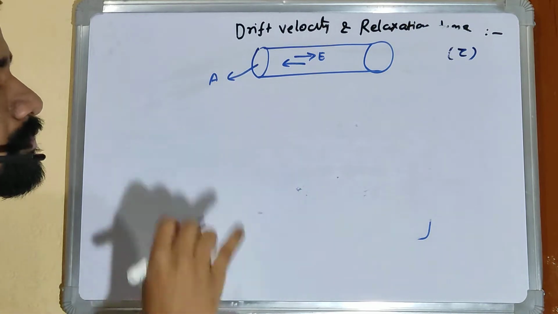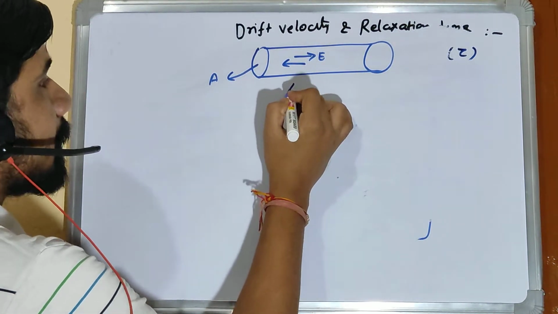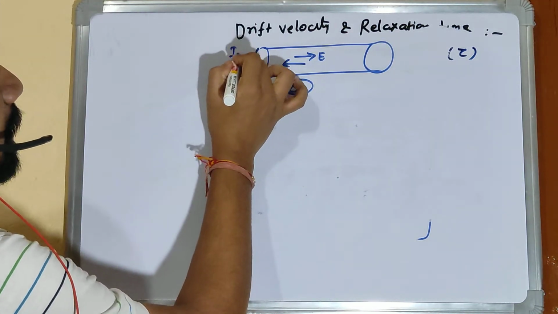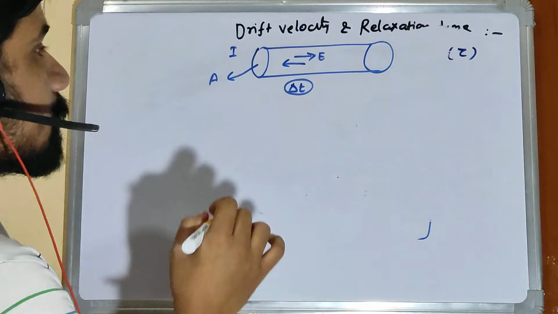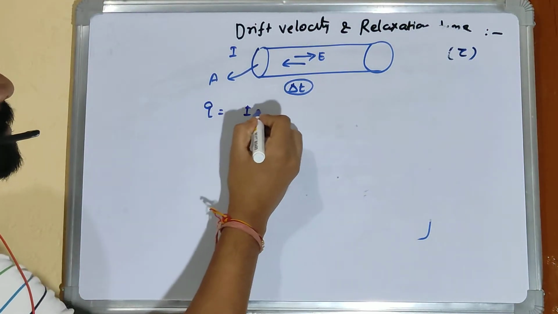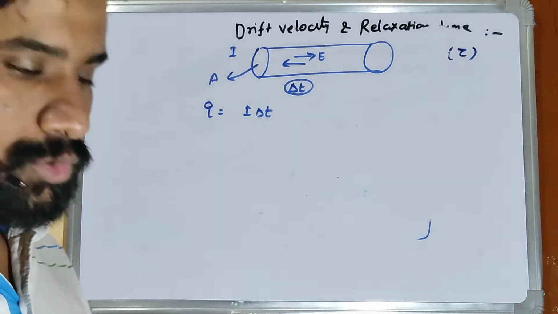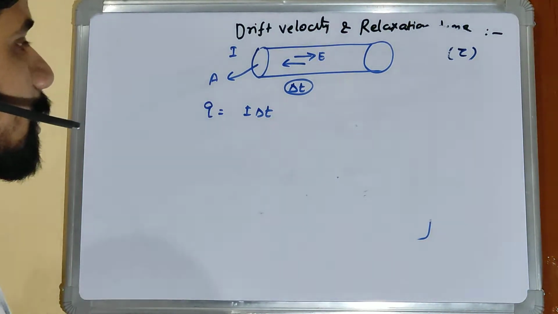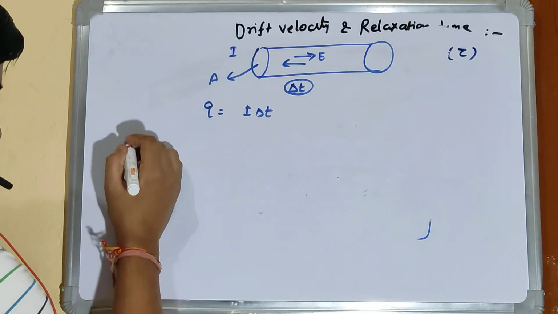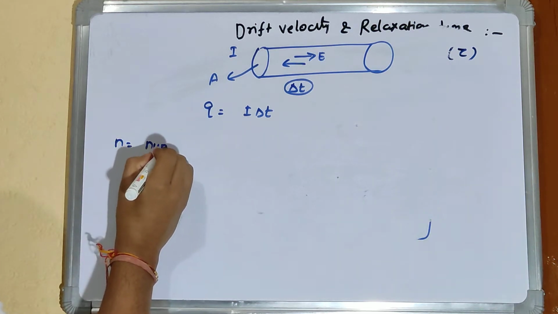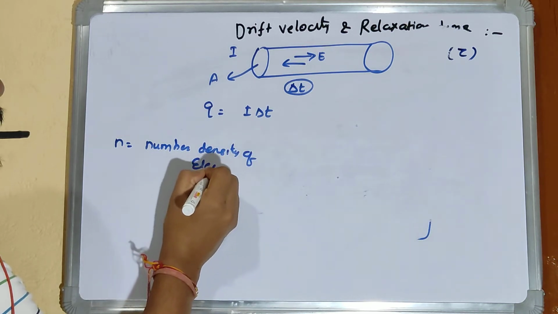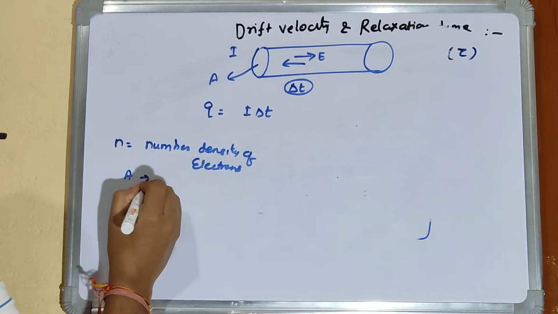The number of electrons which will flow through this area in delta t time will be what? If I is the current flowing, the charge which will flow in delta t time is I times delta t, because I equals q by t. But if I represent this in terms of the number of carriers, let's say n is the number density of electrons, and A is the area of cross section.